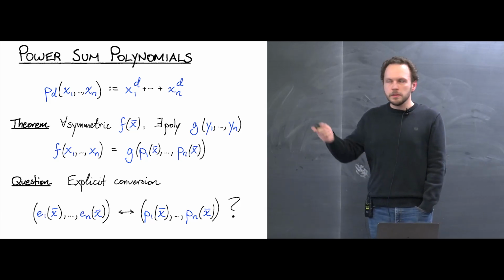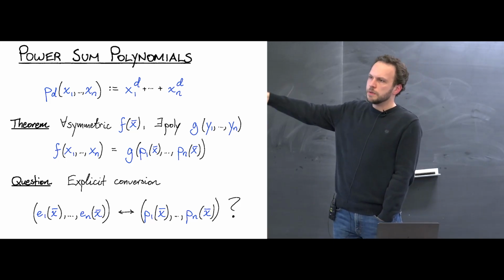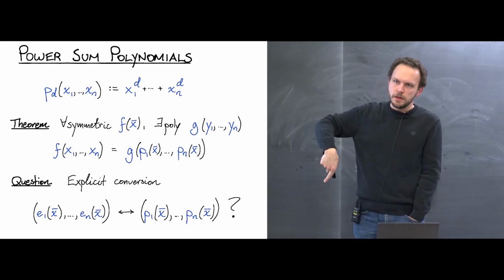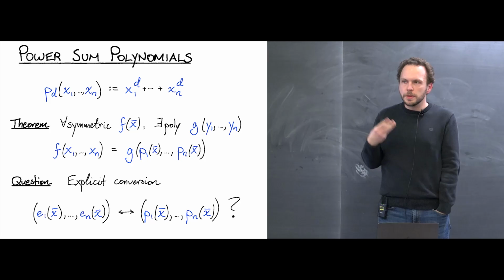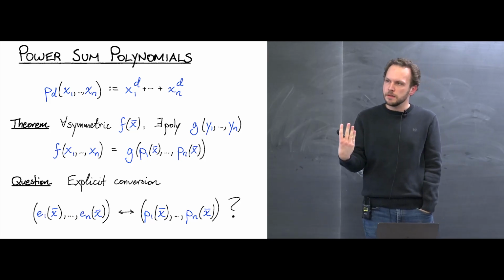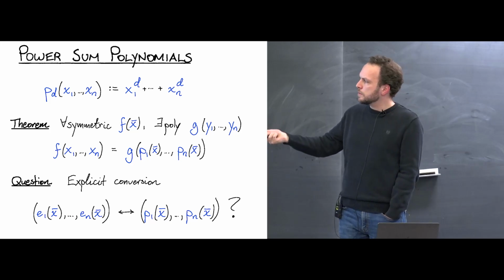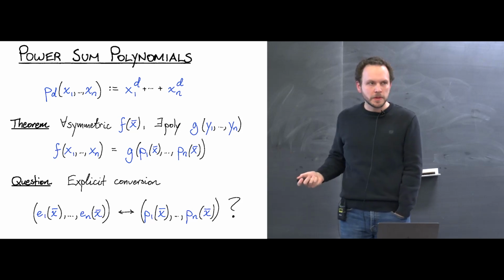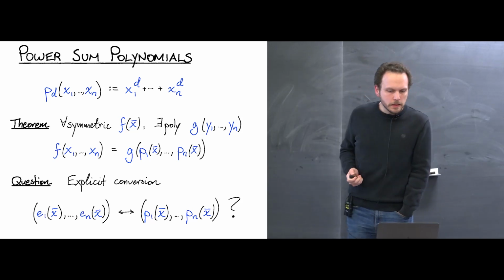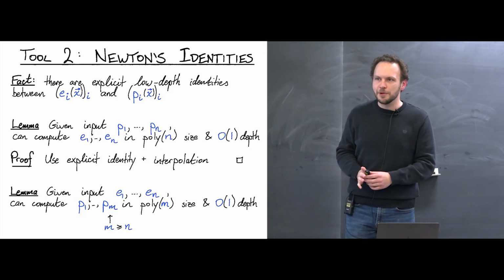In particular, the elementary symmetric functions are symmetric, so you can write them in terms of the power sums. And conversely, you can write the power sums in terms of the elementary symmetric functions. So can you make this kind of conversion explicit? That's really going to be our second tool: some explicit version of this conversion between the elementary symmetric functions and the power sums. So what is this? Well, I'm not going to show you the identities. You can check our friend Wikipedia for them.